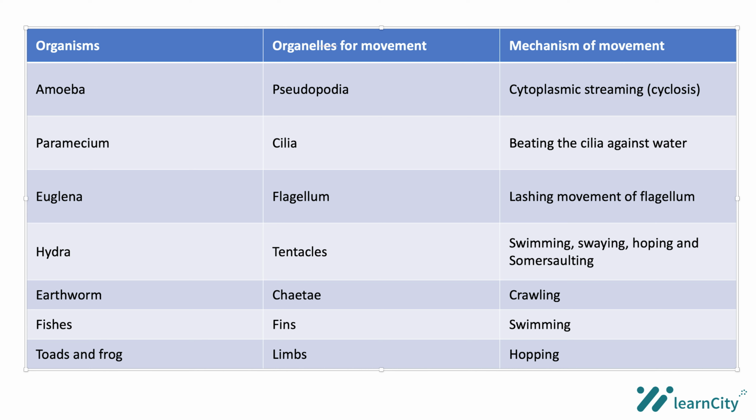Another organism is the fish or fishes, and they possess fins for movement. That's the organelle they possess for movement. And their mechanism of movement, how they move, is by swimming. Also, the toads and the frogs possess limbs, just like humans, but their own limbs are different, and their mechanism of movement is by hopping.